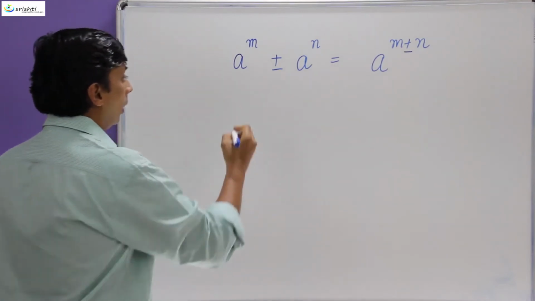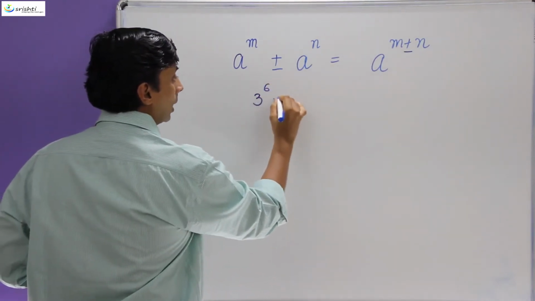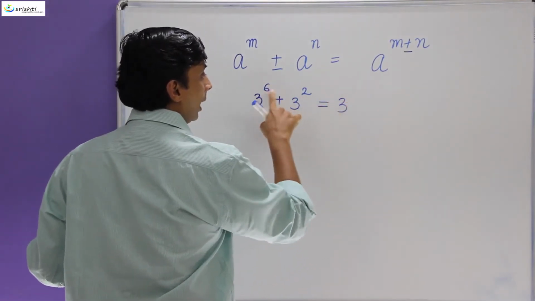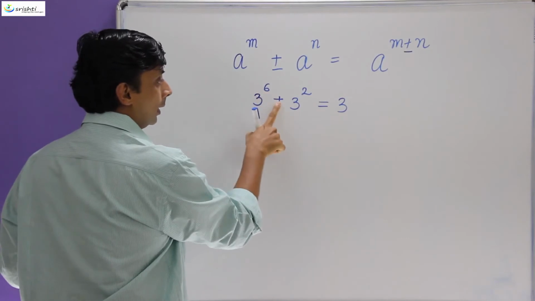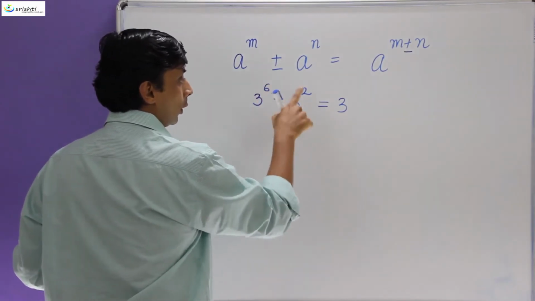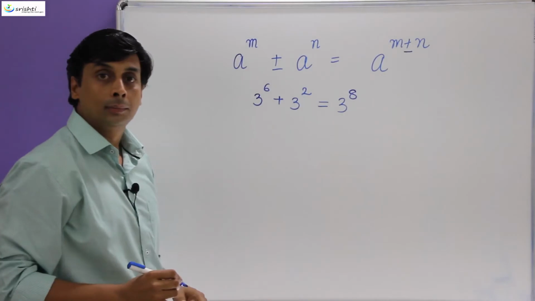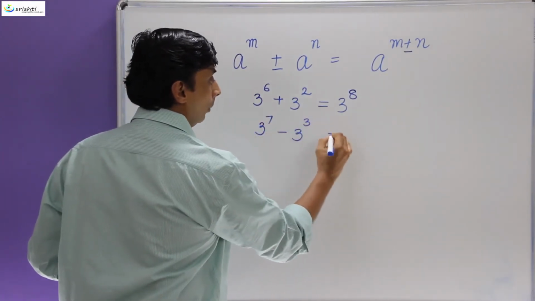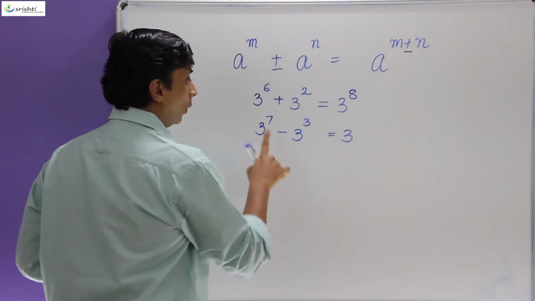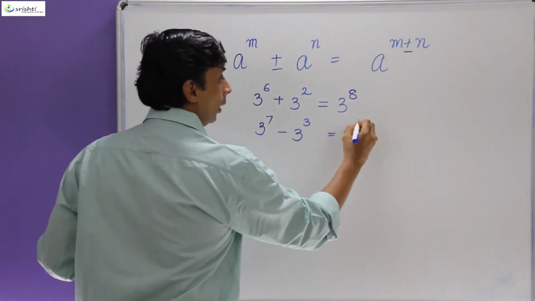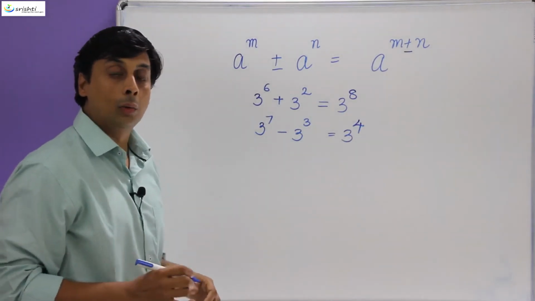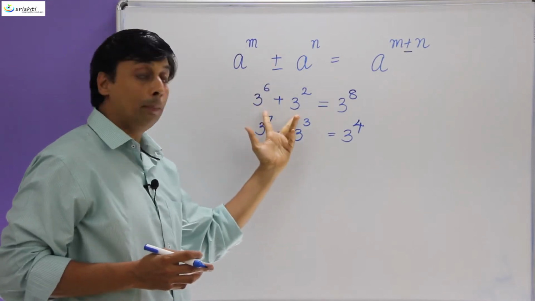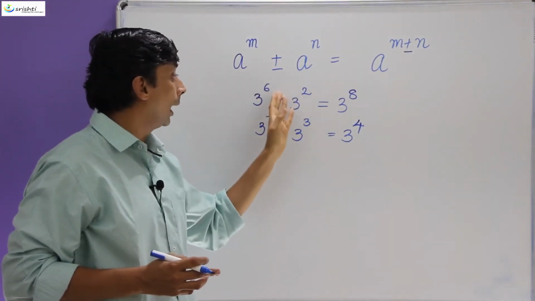For example, 3 raised to 6 plus 3 raised to 2 is written as 3 raised to 6 plus 2. They see a 6, they see a plus, they see a 2, so 6 plus 2 becomes 8, right? Or 3 raised to 7 minus 3 raised to 3 becomes 3 raised to 7 minus 3, which is 4, correct? So what students tend to do is, if they see a plus or minus sign in between and they see the same base, they tend to subtract or add the powers.